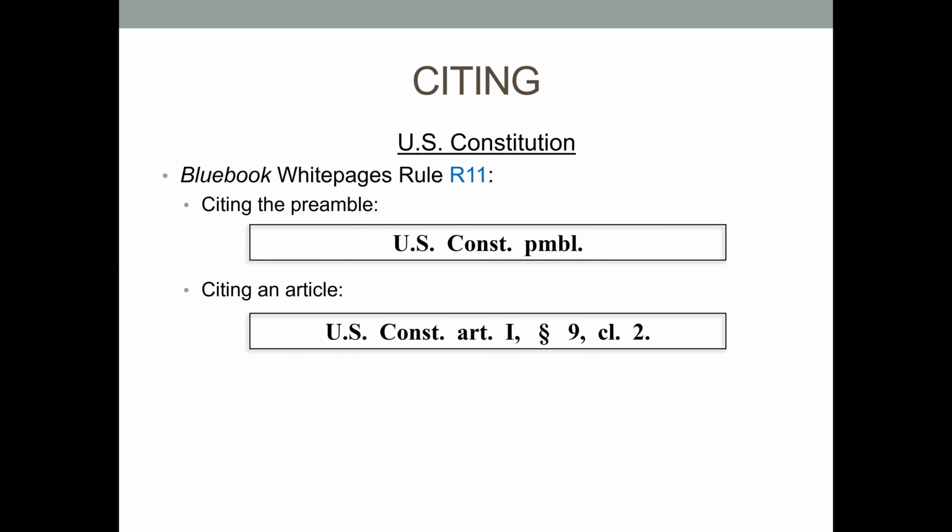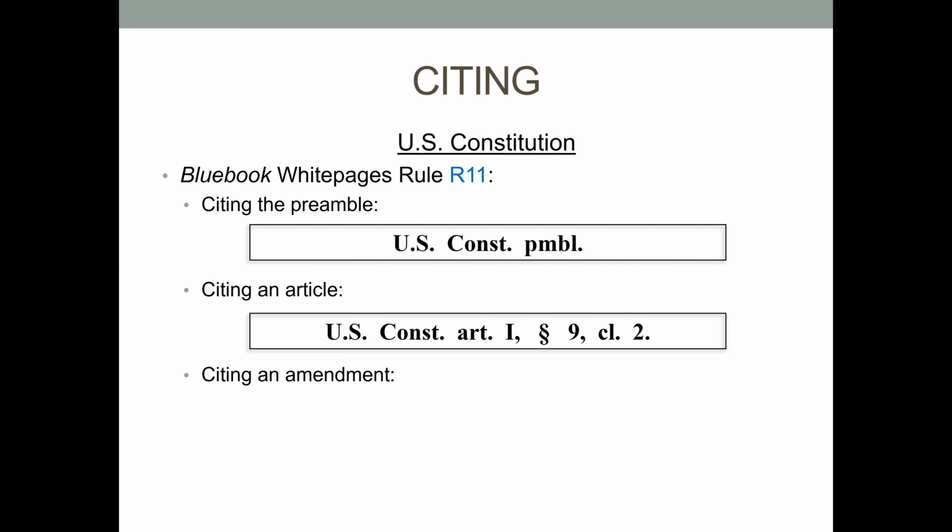And if you're citing a particular section or clause of an article, then you'd put a comma after the article number, space, and then the section symbol, which looks like two S's superimposed, space, and then with an Arabic numeral, you'll indicate the section number. And if you want to further narrow it to a particular clause, then you will put a comma after the section number, space, little cl., space, and then an Arabic number for the clause. So that is how you cite an article.